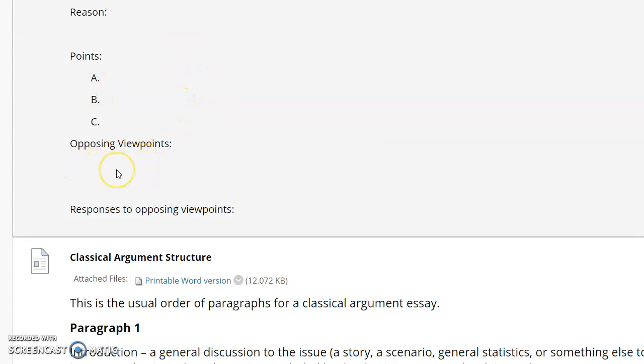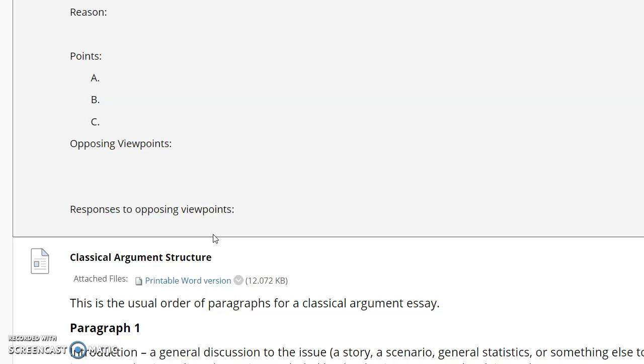And then, what are the opposing viewpoints? Some people think this, others think this, still others think this. Some people think this instead. Some people believe that this is true. Some people think that this is important. Some people value this instead of valuing this. So what are those opposing viewpoints? Just state them. And then, how can you respond to those? How can you reply to those?